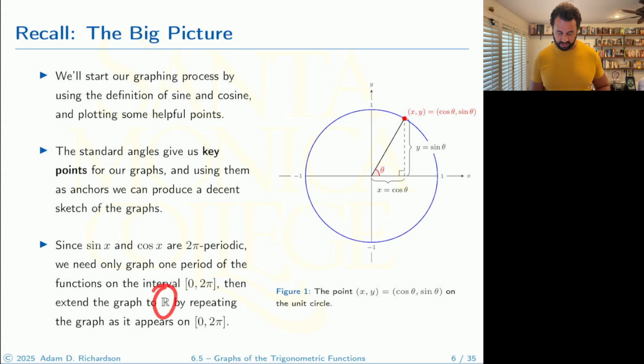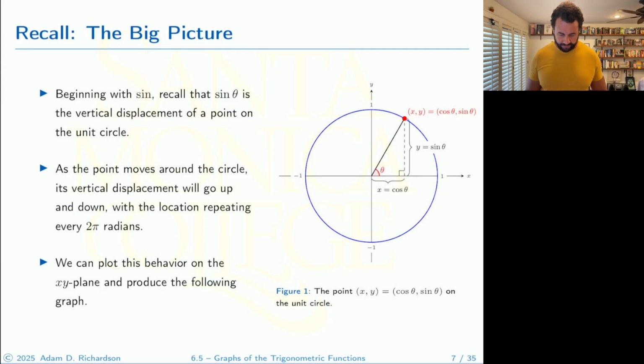Because remember, these functions are defined on all real numbers. So for sine of x and cosine of x, the graph is over the entire x axis, right? All real numbers are allowed, but we only need to graph one period on the interval from 0 to 2 pi, and then we can just repeat that graph as we go forward. So let's start with sine. Sine of theta is usually the best place to start.